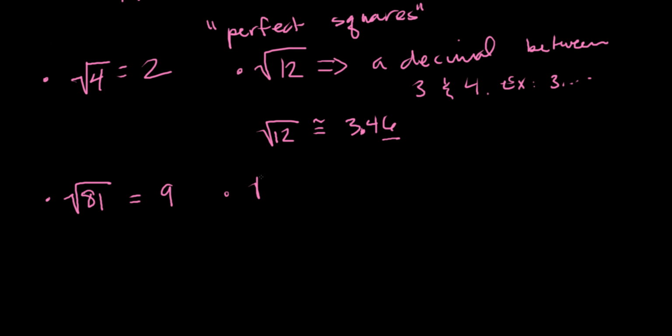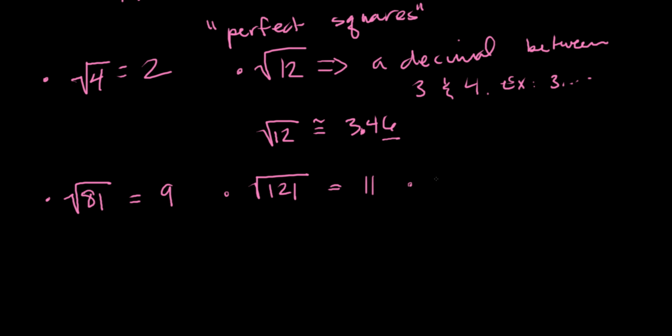What if we have the square root of 121? Hopefully you recognize that is a perfect square. 121 is a perfect square, and its square root is 11. So 11 times 11 will give you 121. Therefore, the square root of 121 gives you 11.